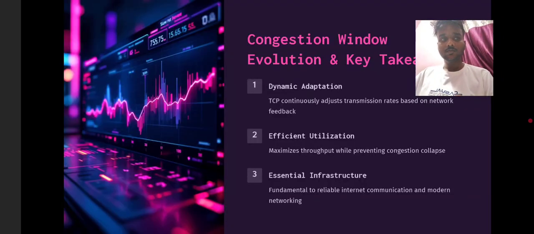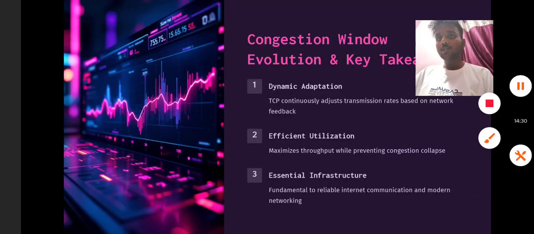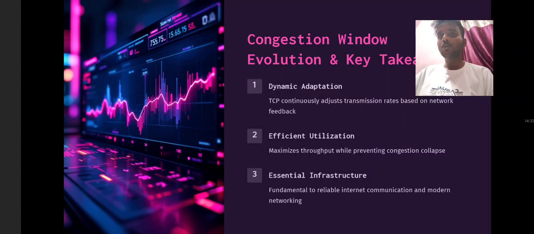Also, congestion control is not only important for performance but also for fairness. It ensures that no single user or application uses excessive bandwidth, allowing equal access for all users in the network. The concept of fairness is very important in shared networks such as college Wi-Fi, offices, and public networks.